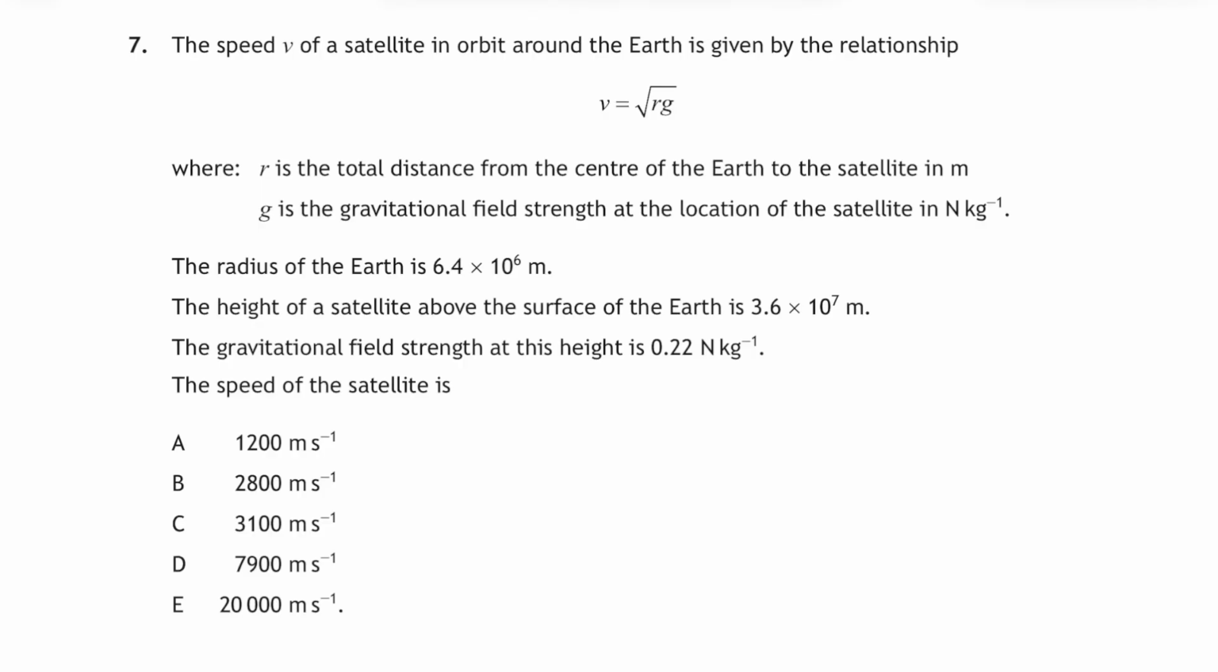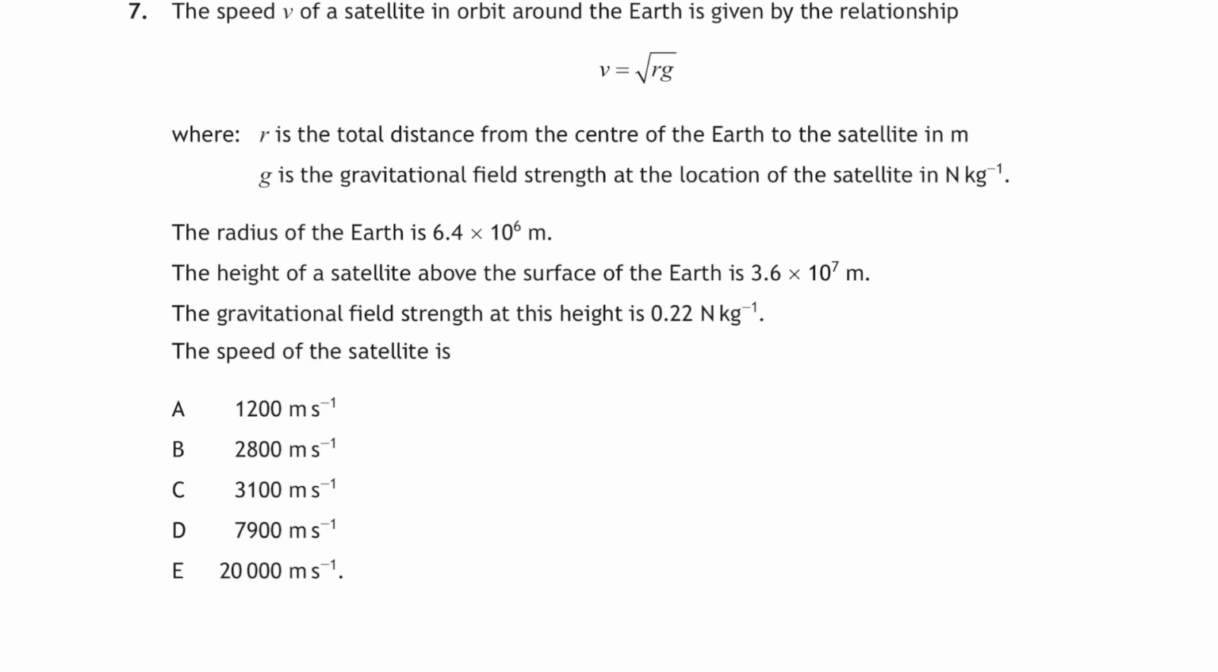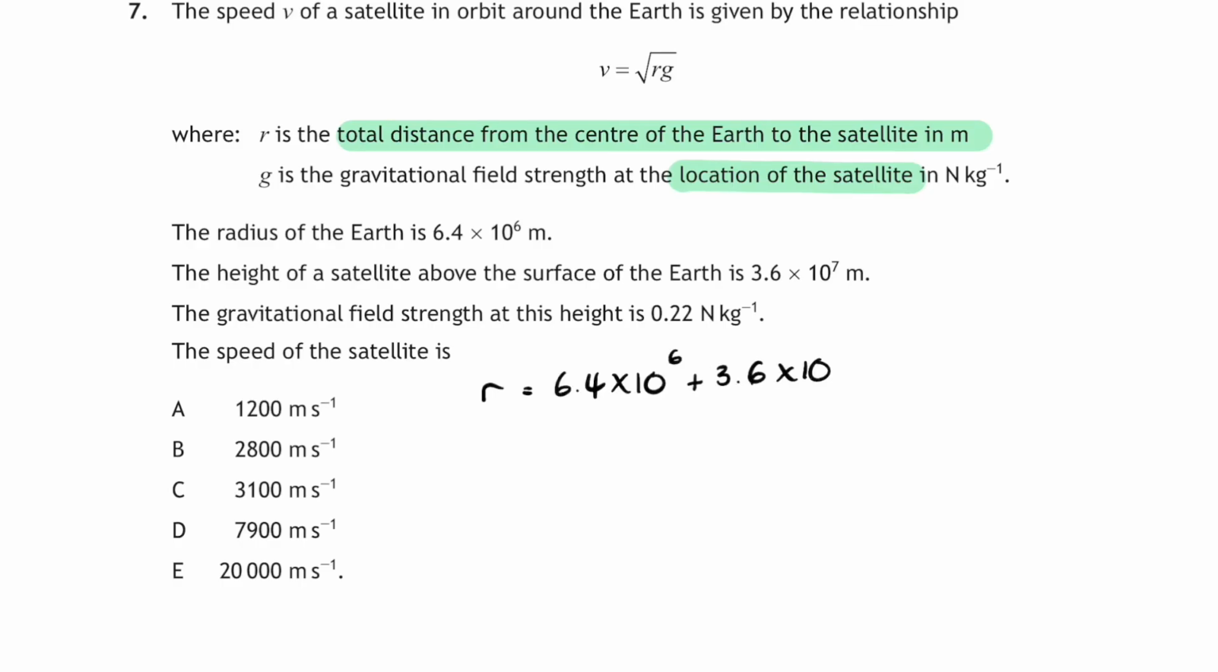Question 7. The speed of a satellite in orbit around the Earth is given by a relationship you've never seen before. It's v equals the square root of r times g, where r is the total distance from the centre of the Earth to the satellite, and g is the gravitational field strength at the location of the satellite. And then we're told the radius of the Earth and the height of the satellite above the surface of the Earth. So we're going to have to add these two distances together to get the total distance from the centre of the Earth. So 6.4 times 10 to the 6 plus the 3.6 times 10 to the 7.